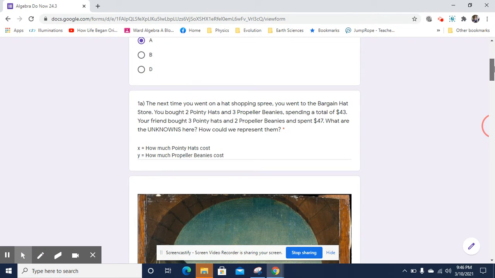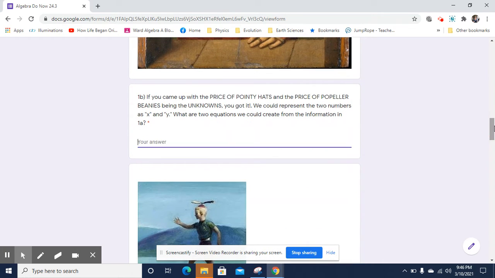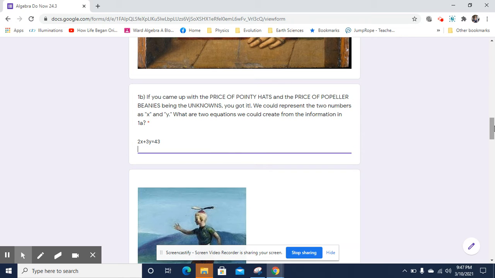So you bought 2 pointy hats and 3 propeller beanies. So we can come up with an equation where it's 2 pointy hats times x dollars per pointy hat plus 3 propeller beanies times y dollars per propeller beanie, and that's going to add up to 43. And you can also create another equation for your friend who bought 3 pointy hats and 2 propeller beanies and spent $47. So those are your 2 equations.